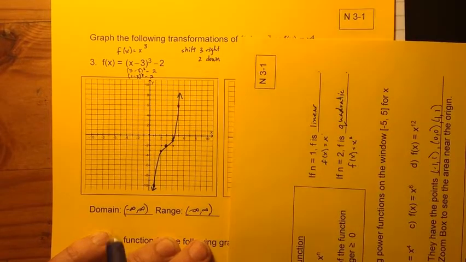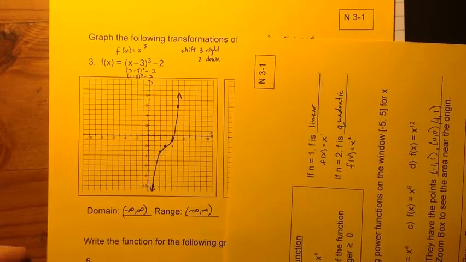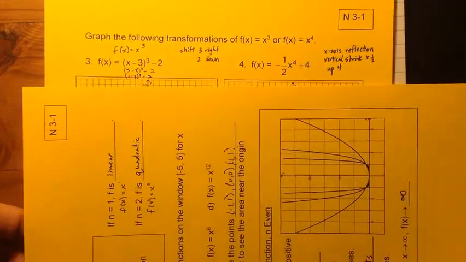The domain is all real numbers, negative infinity to positive infinity. The range is all real numbers as well. Okay? All right, let's look at number 4.